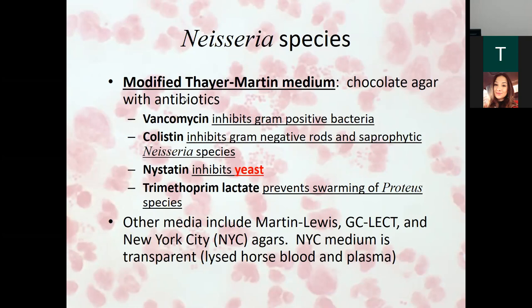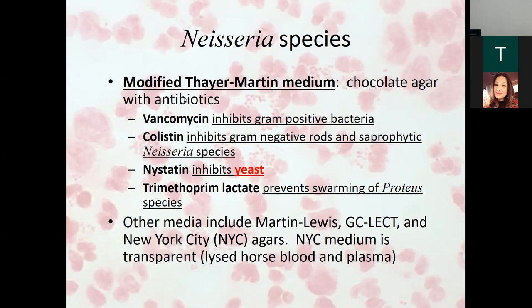So the first thing is we have vancomycin in there. We've heard of it, hopefully. Vancomycin is our big antibiotic that we give for our MRSA patients, which we learned last week. So vancomycin is in Thayer Martin, and it prevents gram-positive bacteria. That's why we'd associate it with Staph aureus, which is gram-positive, and it would keep that out. Thayer Martin is not going to grow Staph aureus or Staph epi.